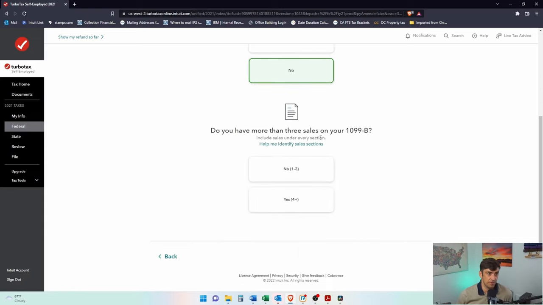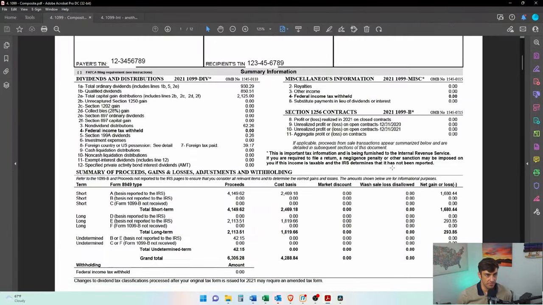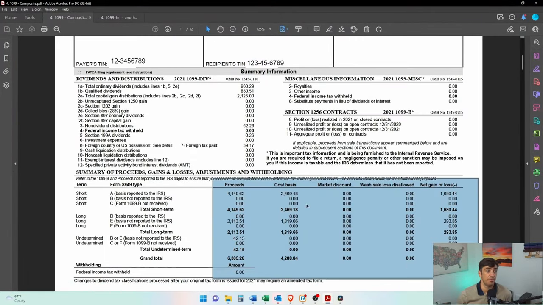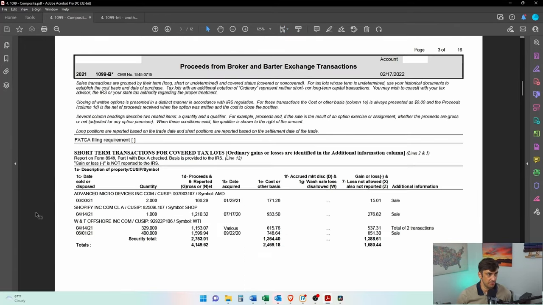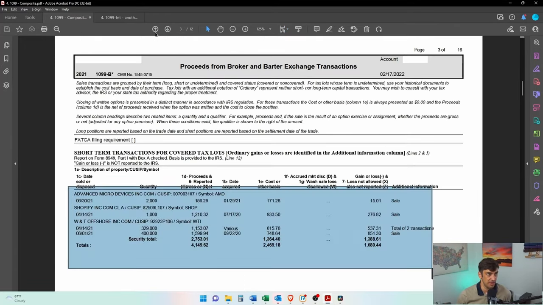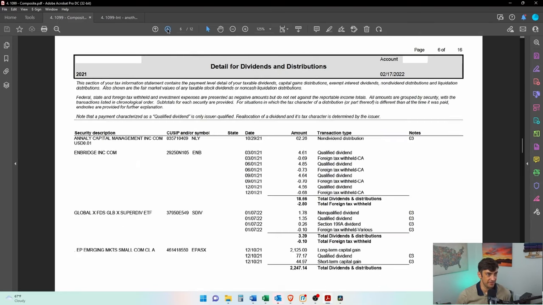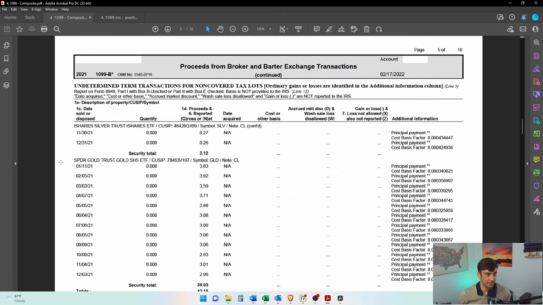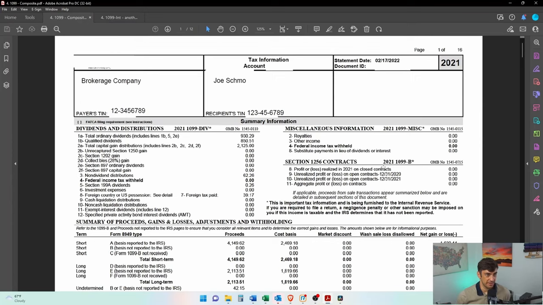Do you have more than three sales? I'm going to say yes. Yes, we have more than that, right? If we take a look here, this is like the summary of all the sales, okay? But if we keep scrolling, we'll see all the individual sales themselves. And there's a lot, right? There's a lot of sales. Each one, that's a sale, right? These are all date disposed. Okay, there's that.